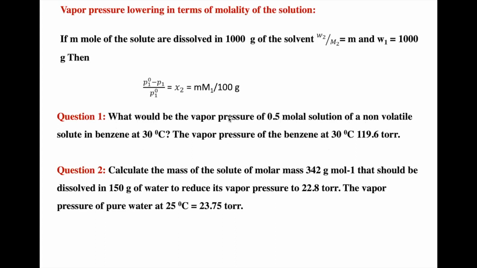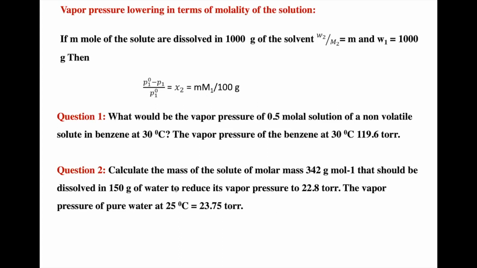So you have to calculate the vapor pressure, and you have been given the molarity, a 0.5 molar solution. It means that the value of small m has been given, and M1 you can calculate because it is benzene, so the molecular mass of benzene you can calculate. By putting all these values, you can easily calculate the value of P1. This question is particularly based upon when the molarity of the solution is given, so you have to use this mathematical formula.